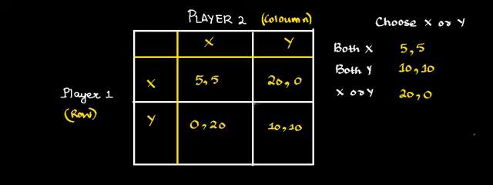Fine. So you can see that when they are thinking in terms of their individual maximization, they are actually getting to the point where they are getting only 5-5, which is not the maximum collective maximization which they could have got, which is 10 plus 10, which is 20.